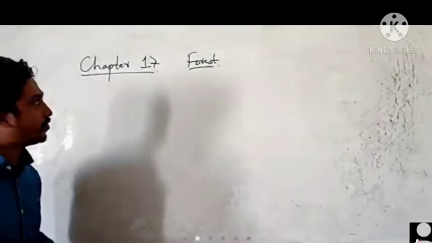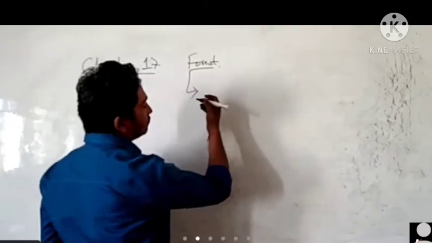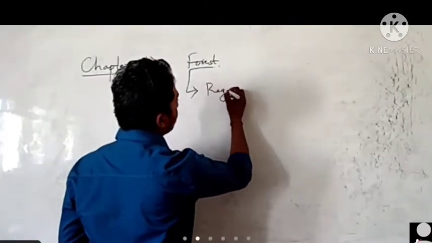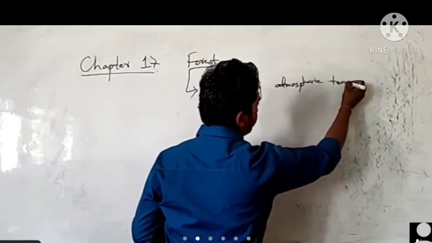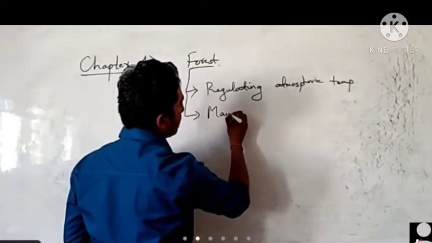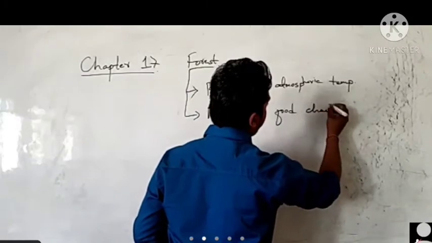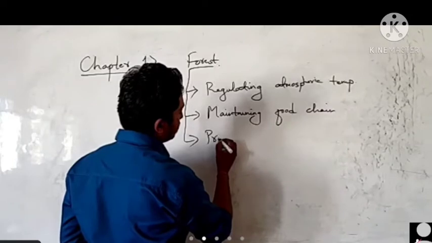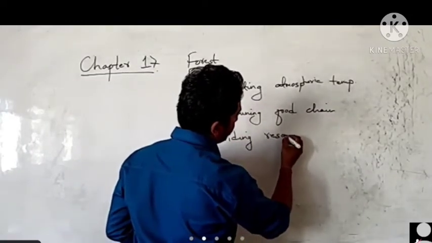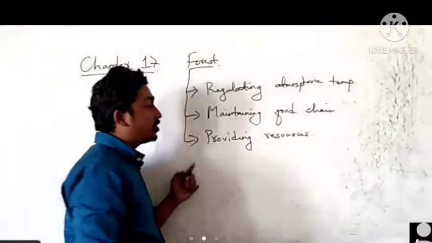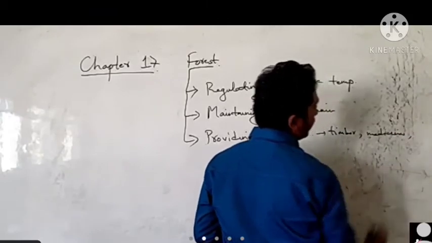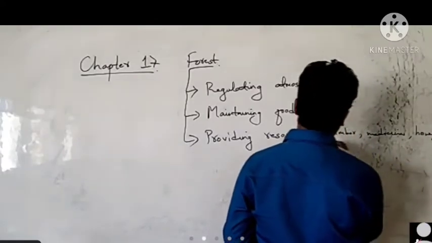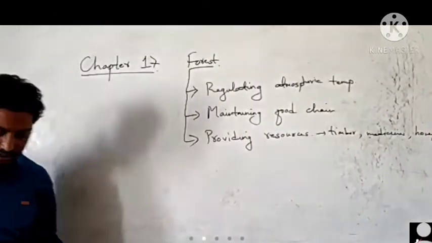So we talked about the importance of forest. As we all know, it is very much essential for regulating atmospheric temperature, maintaining the food chain, and third, providing resources. That means we get many things from forest, like timber, medicines, and we get honey also, et cetera. So it provides various resources.